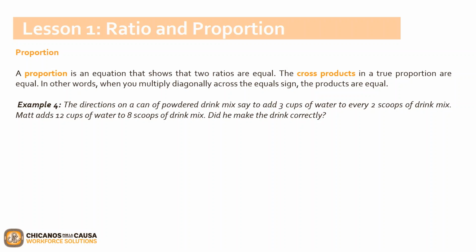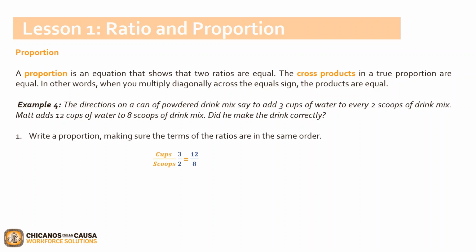In order to solve and answer this example question, we would first write a proportion, making sure the terms of the ratios are in the same order. So we have in fraction form 3 over 2 equals 12 over 8.